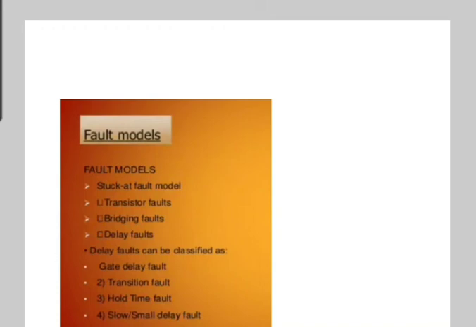A model for how faults occur and their impact on the circuit is called a fault model. Fault model means what? A model for how faults occur and their impact on a circuit is called a fault model, and a fault model for every circuit is proposed before the actual testing.